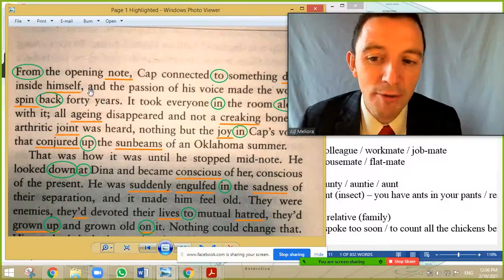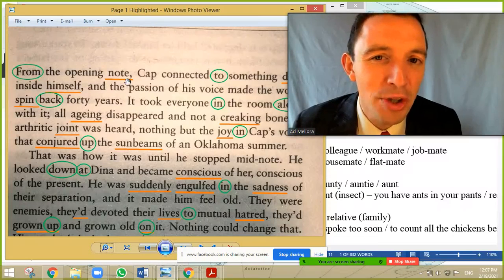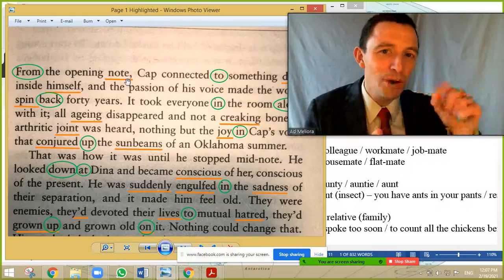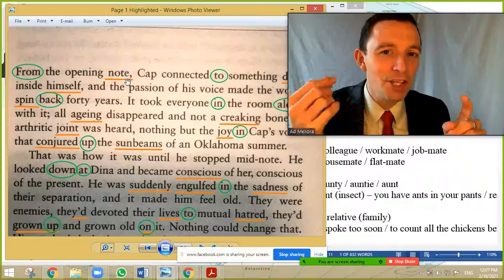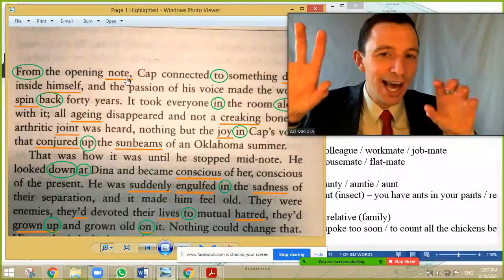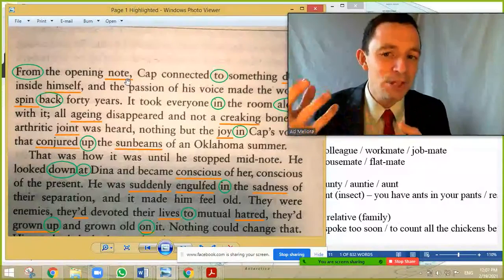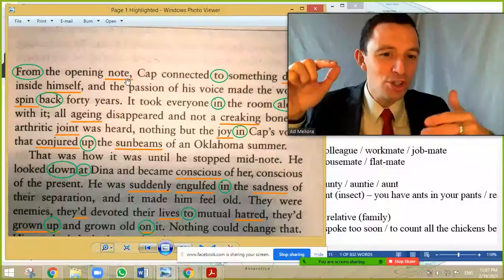Okay, so first we have the preposition in the circle, from the opening note. So note is possible when you write a note, that's number one, but in relation to music you can sing a note. So the notes in music and the notes in writing are a little bit different, and in this context it's the music. So the opening note of the song.